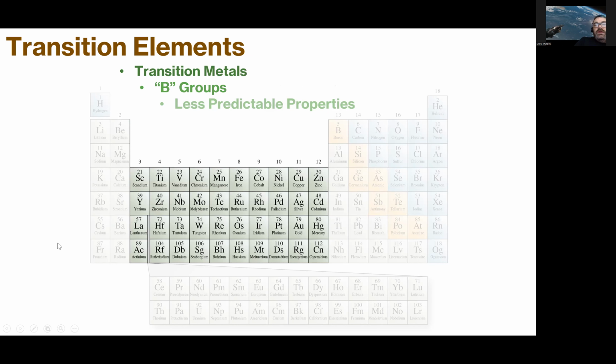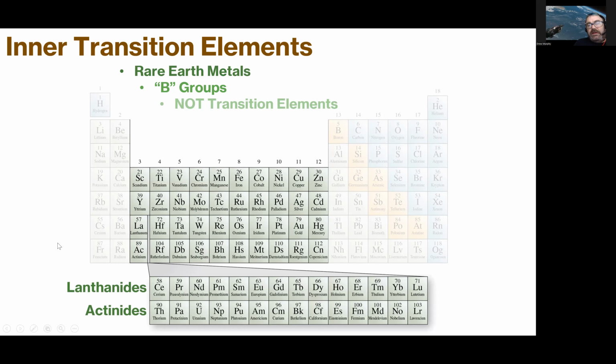Down below, kind of kicked out of the periodic table, are the lanthanides and the actinides. These are rare earth metals. These are technically B groups. These are not transition elements, and their removal from the bulk of the periodic table was a style choice years and years ago. All of these elements actually fit in between here. If you look as you go across, we have number 57, and then we have number 72, because 58 through 71 have been pulled out down here.